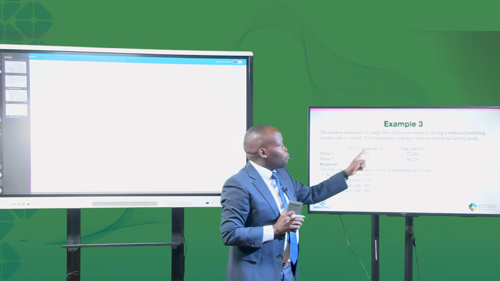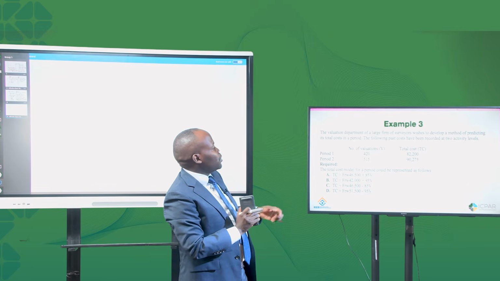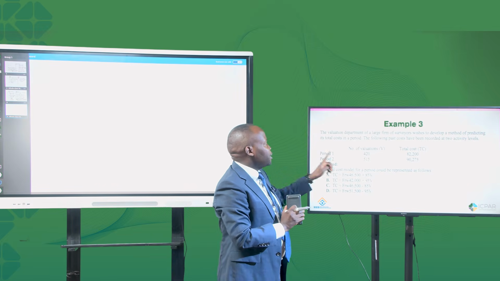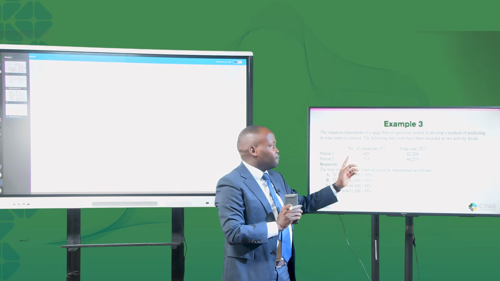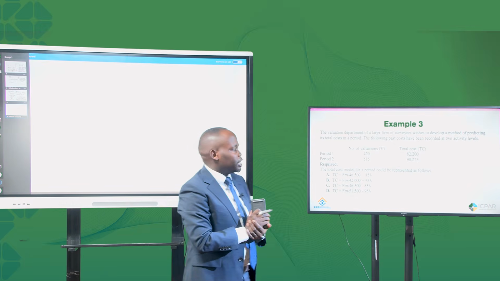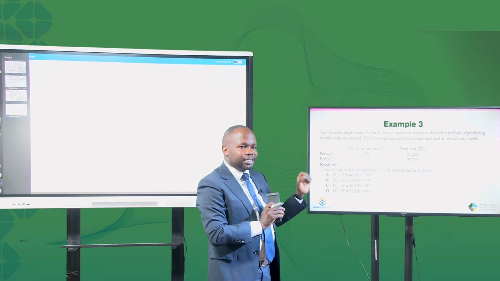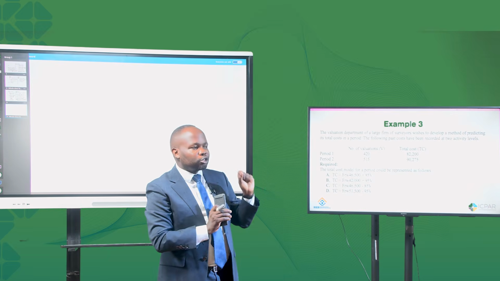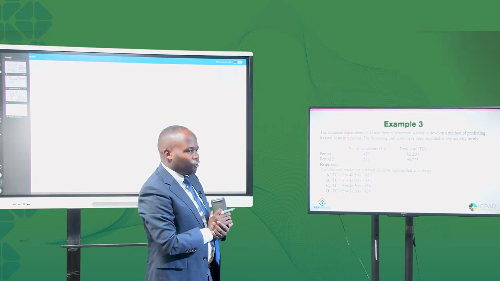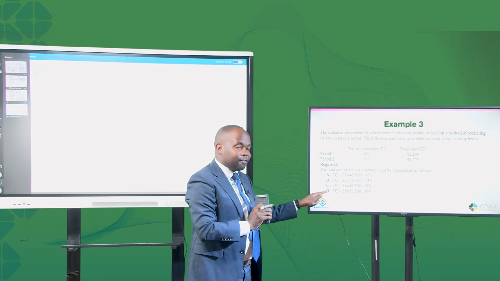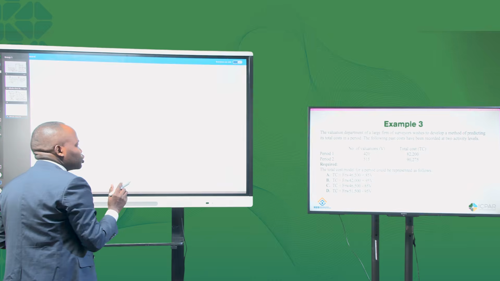The following past costs have been recorded at 2 activity levels. So we have period 1 and period 2. Number of valuations, which is abbreviated with letter V, which is our activity level, and the total cost, which is abbreviated with TC. Required, the total cost model, in other words, the total cost equation or the total cost function for the period could be represented as follows. So these are our answers that we have. Now it's upon you to choose which is the right answer in multiple choice question scenario.